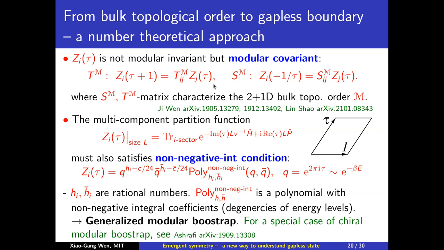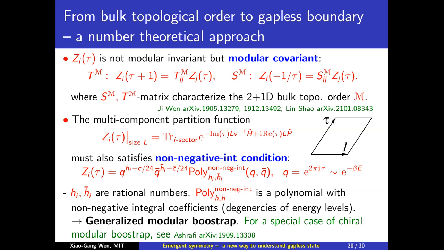So this is how the bulk topological order determines the gapless boundary states. There's one issue: we want to determine this function of tau. How can these two algebraic equations determine a function? For a function with infinite unknowns, we need infinitely many equations to determine the infinite unknowns, not two equations determining the whole function.